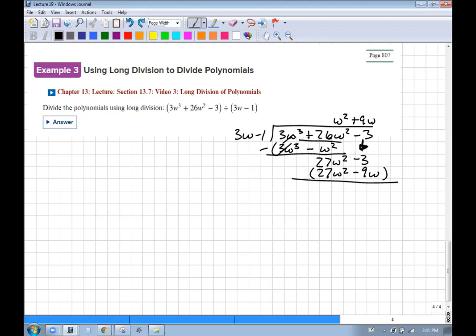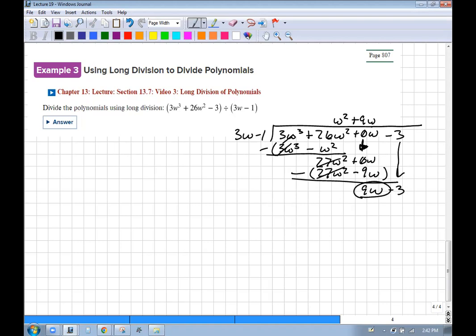What we need here is to fix our columns. There is no w, right? Notice this isn't lining up. One has a w, the other one doesn't. What you can do here is put 0w. That's what really needed to come down. So you want all the powers of w here. So bring that down. Now we subtract. Those cancel out like we wanted. 0 minus a negative is positive 9w. Then bring down our minus 3.